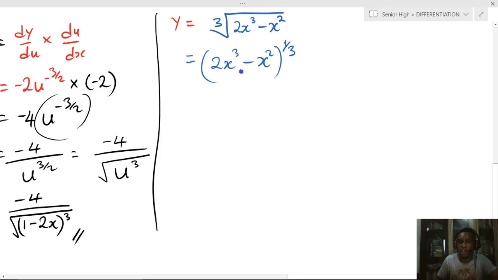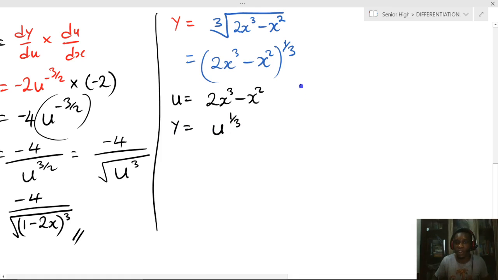Now therefore, solving this particular case, we bring out our u. What's our u? Our u will be 2x raised to the power of 3 minus x raised to the power of 2. Then our y is equal to u raised to the power of 1 over 3.